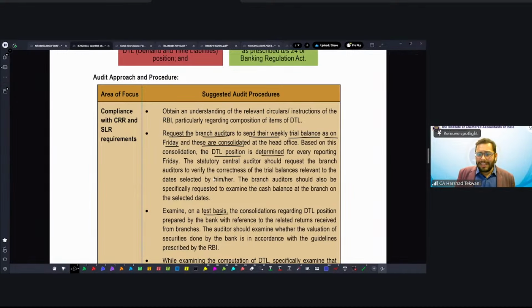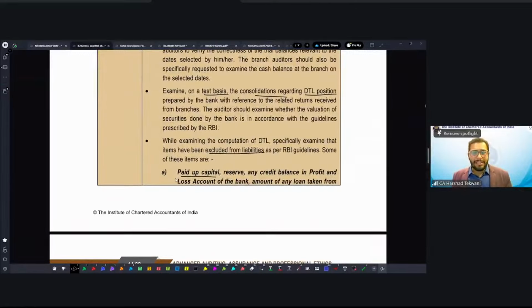You also may go for checking on a test basis on the consolidated DTL position. For example, once it is coming from the branch auditors, it is audited and reviewed by the branch auditors. You may also look into, on a sample basis, whether it is being calculated appropriately or not. So that is the one part that you may do. Then you will see whether the things are excluded appropriately from the particular calculation of the DTL.